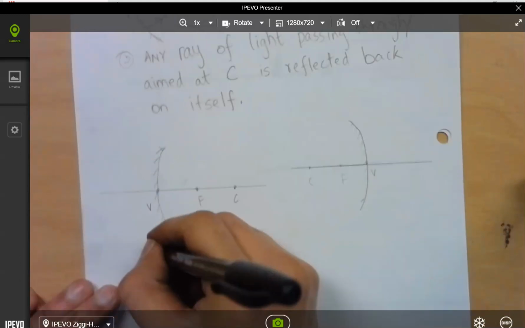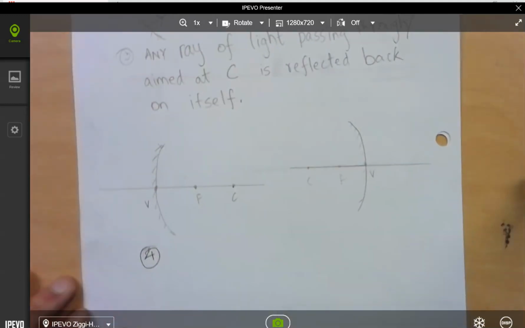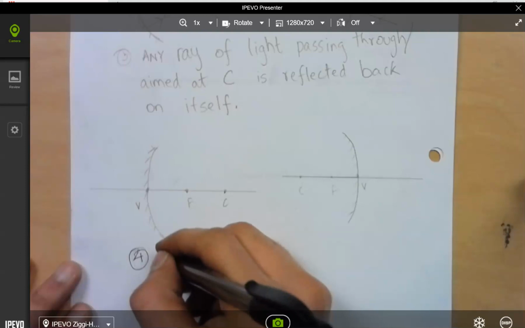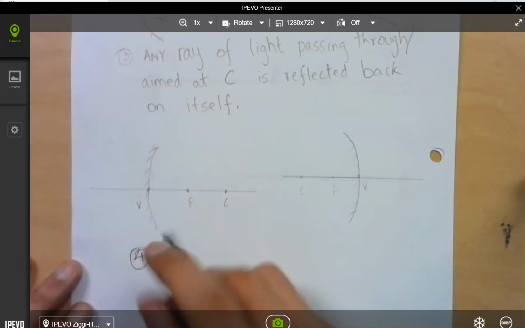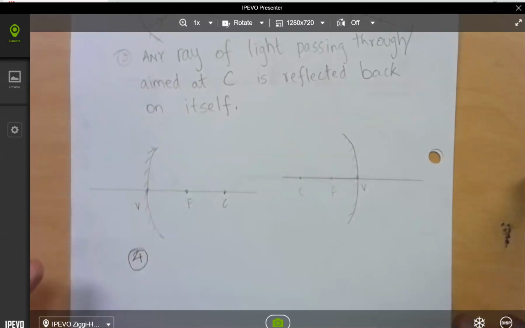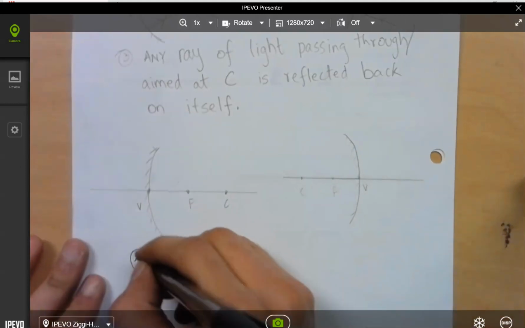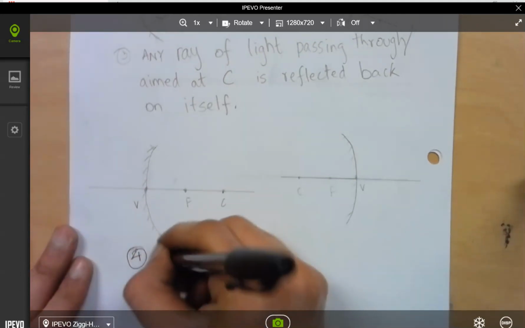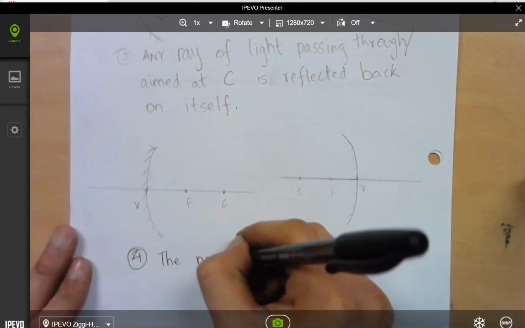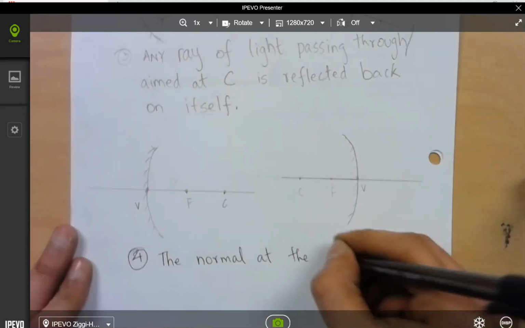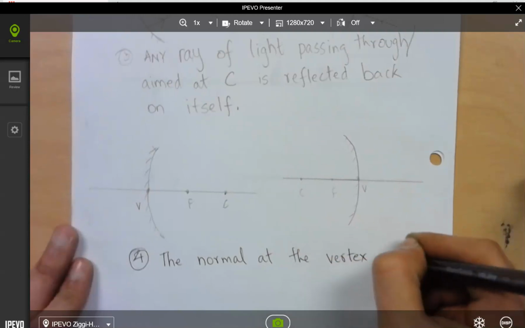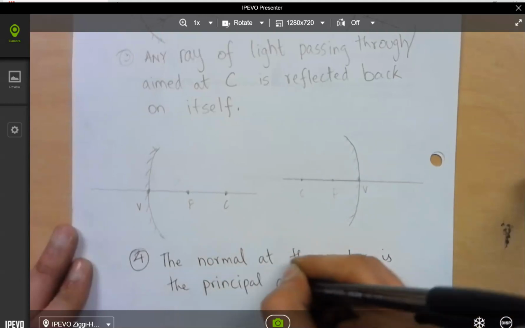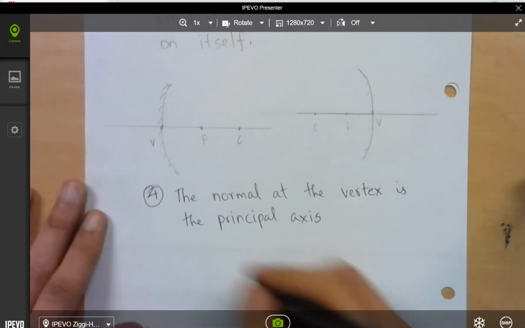The fourth rule states that, okay, just to be clear, this is not technically a rule. This is just something easy. So I'm not going to write the rule. I'm just going to say what you can use. I'm just going to say that the normal at the vertex is the principal axis.